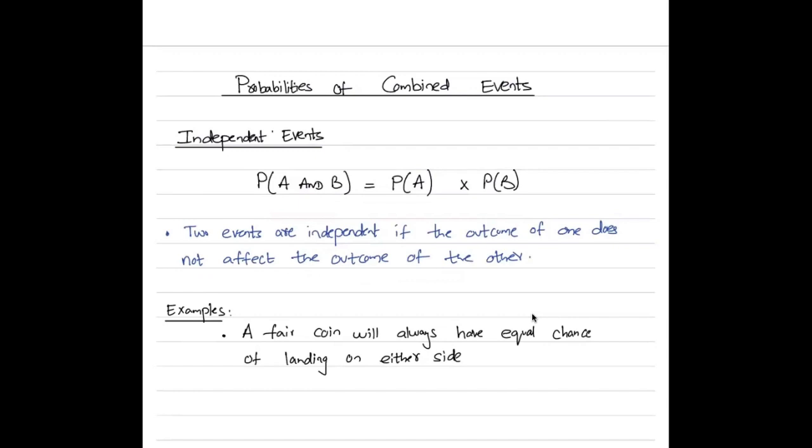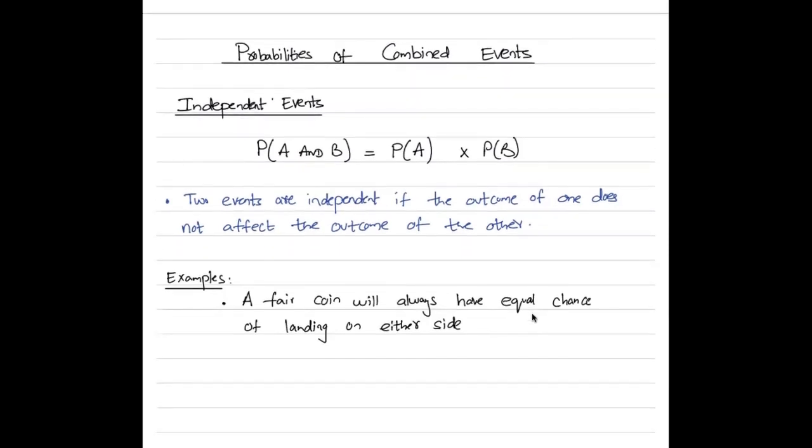Will the outcome on the dice get affected by the outcome on the coin? No. And vice versa, the outcome on the coin is not going to be affected by the dice. So the example can be, a fair coin will always have equal chances of landing on either side. Now, for example, you are tossing the coin 2 times.